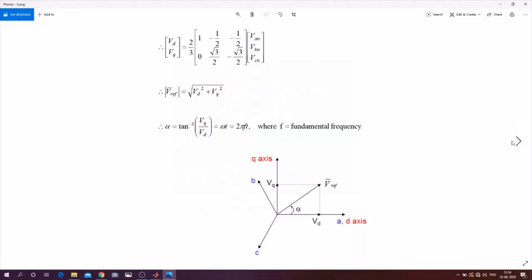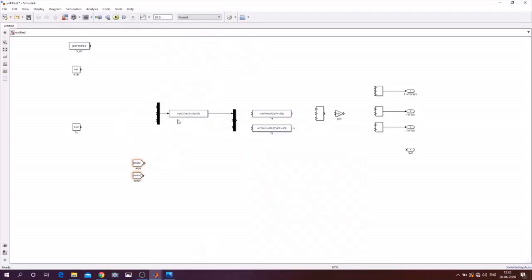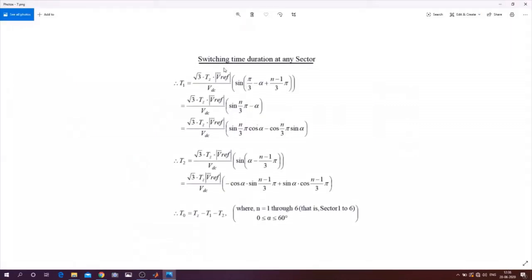Now we will do the MATLAB. In MATLAB we have already made this one. I have done this to save time. I will explain one by one, so don't skip the video because you may miss some important information. So let us go to this formula. Here we will be generating the switching time duration for any sector. For the switching time duration, you see in all the T1, T2 we have this first part in common: root 3 Tz V reference by VDC.